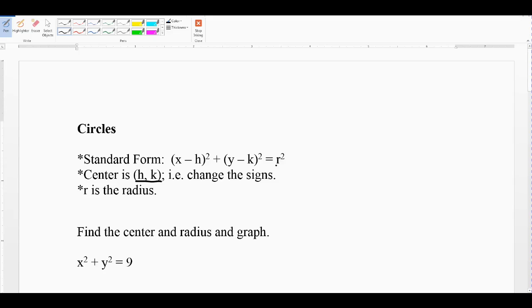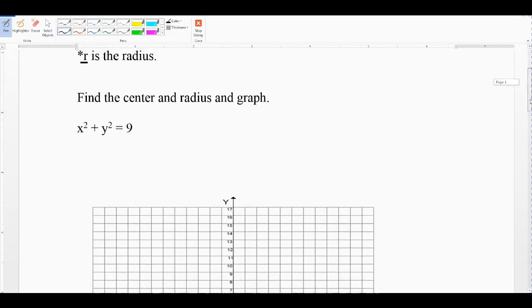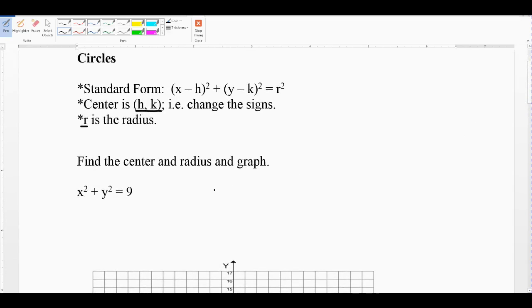And then r is the radius of a circle. Now notice in the formula it's r squared. So if it's given to be some regular number without the exponent, then we're going to take the square root of that. So let's do a couple of examples. We're going to find the center and the radius, and then we're going to graph it.